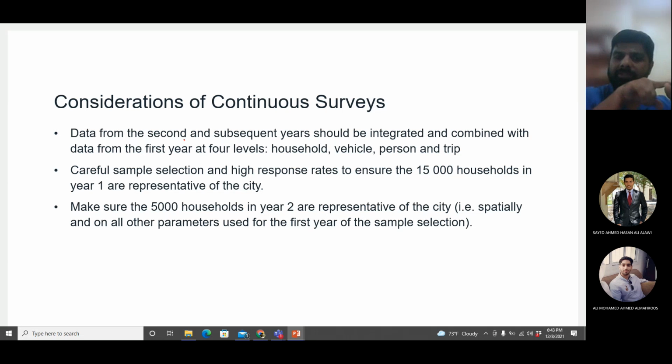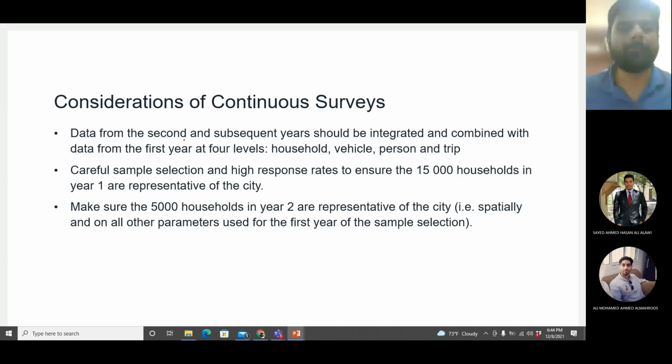Why are we focusing on the first year? Because in the first year you are collecting more data. You are collecting 15,000 because this is the initial year. So it will help you in the remaining years. So you collect more data in the first year, and you make sure in the remaining years it is consistent.